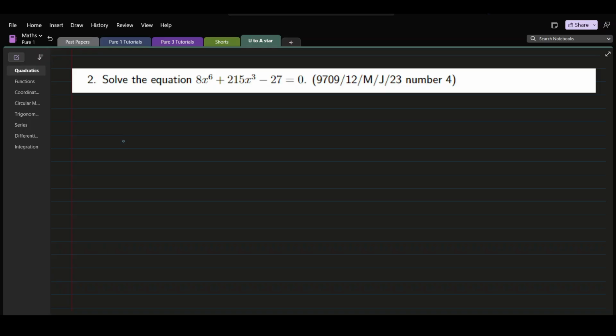So the equation 8x to the power 6 plus 215 x cubed minus 27 is equal to 0. Okay, so let's just write that out.